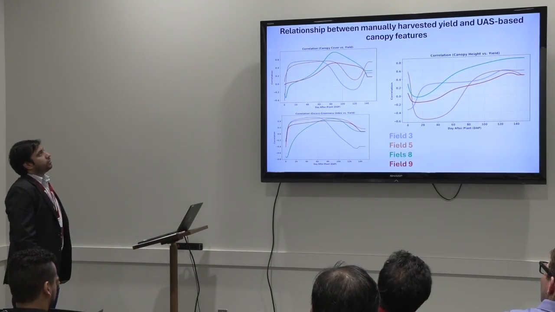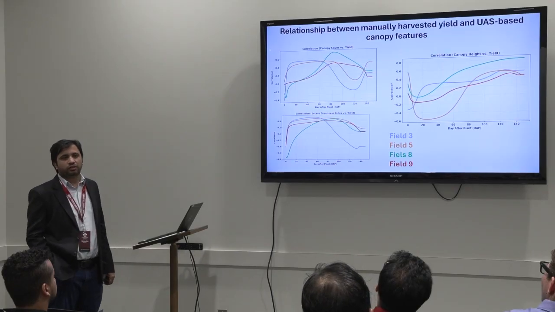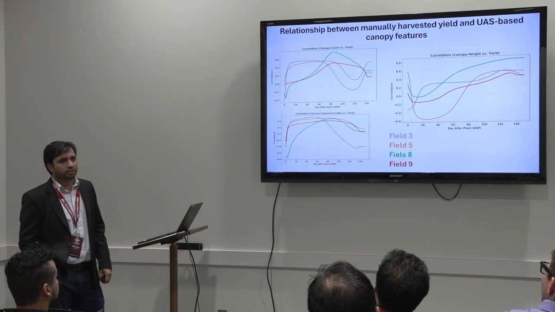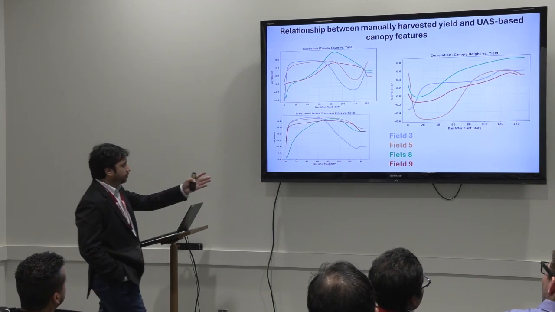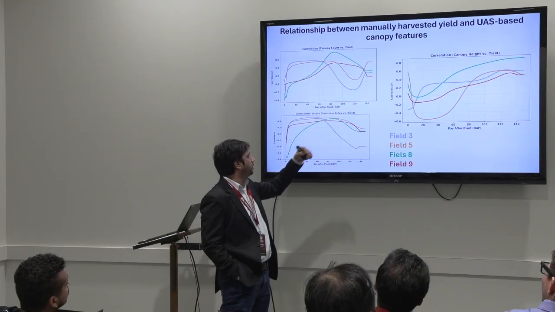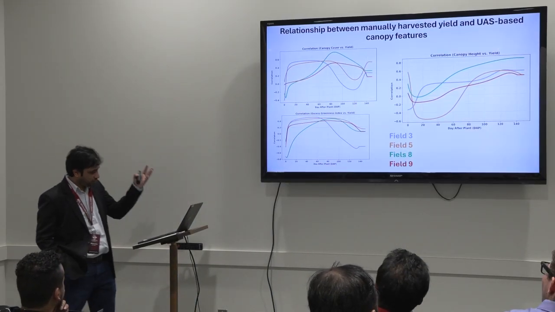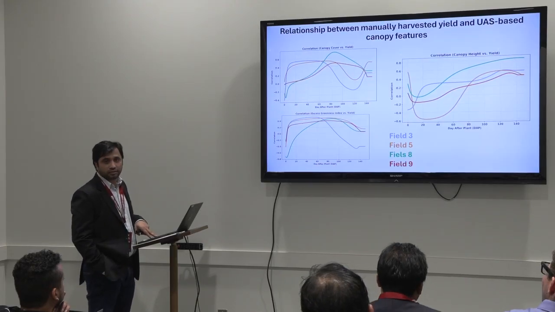Then let's see whether those canopy features that I described really correlate with the yield. The graphs are not so pleasant to see, but at one point you can see there is some stable correlation, especially with this excess grain index. You can see in multiple fields the correlation is there. But it is not that good either.